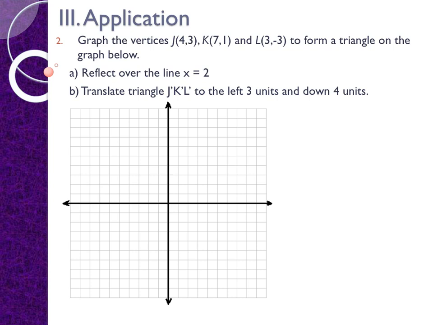Graph the vertices J (4, 3), K (7, 1), and L (3, -3). Okay. We're going to reflect over the line x equals 2. So x equals 2.